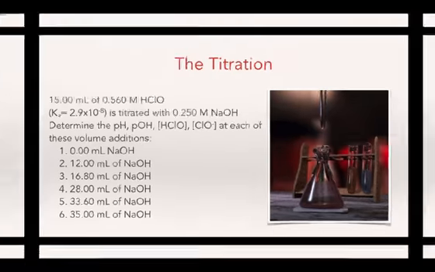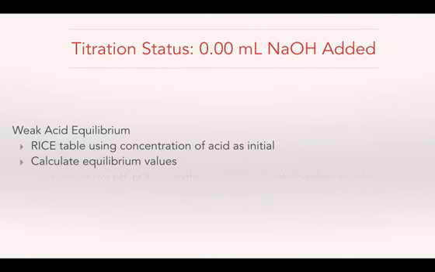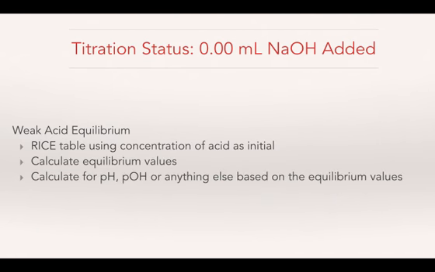Let's begin. The first calculation we're going to look at is the concentration and pH of the solution prior to any base being added. So we're going to basically do a weak acid equilibrium. We're going to set up a RICE table using the concentration of acid as our initial. We're going to calculate our equilibrium values, and then we're going to calculate, based on those answers, our pH and pOH.